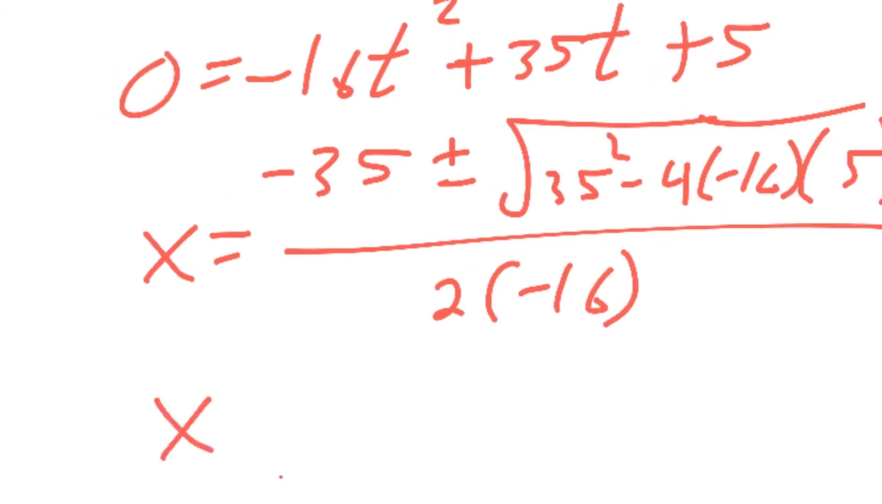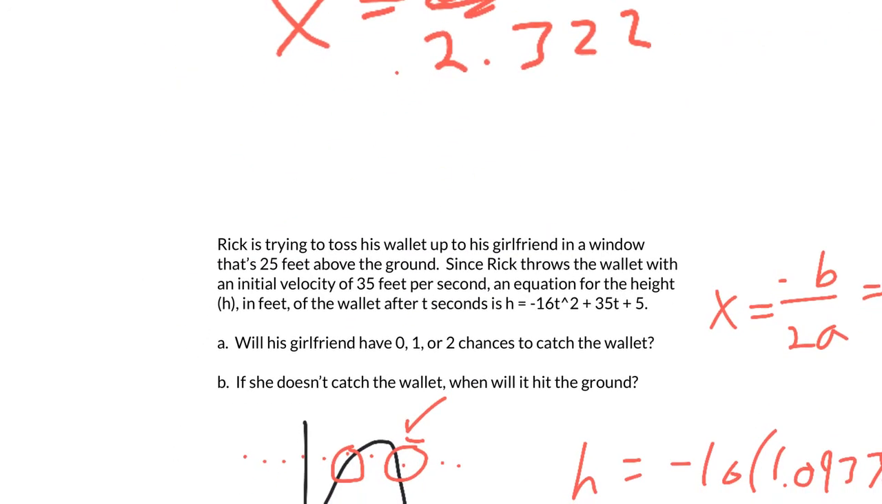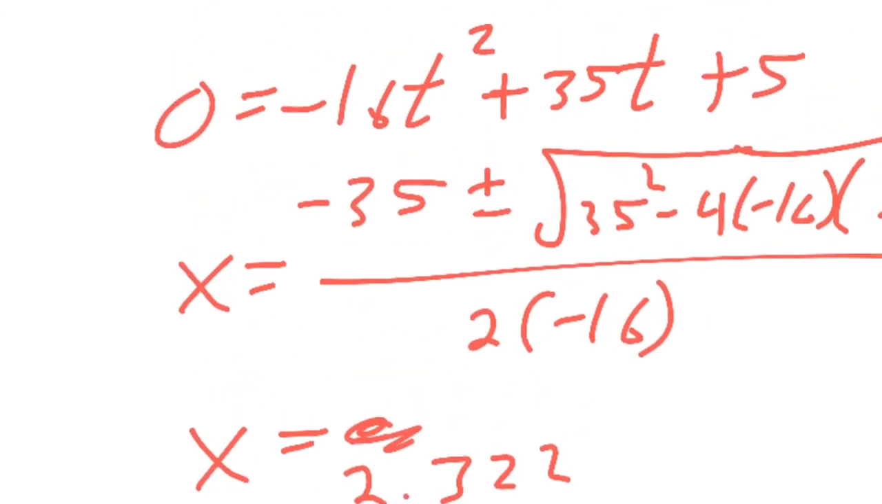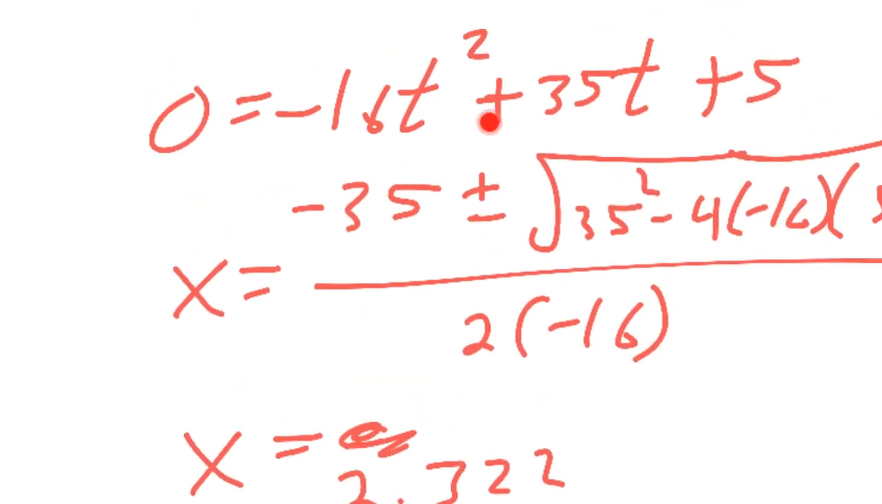So I'll jump ahead and tell you what x equals. We get a negative number, so forget that. We don't care about negative time. And we also get a positive 2.322. So 2.322 seconds is when this wallet's going to hit the ground, because that's what happens when we plugged in 0 in for h. We plugged in 0 right here, and we solved the equation for t, and it told us, okay, it's at 0 feet off the ground after 2.322 seconds.